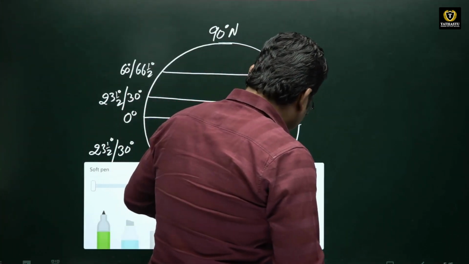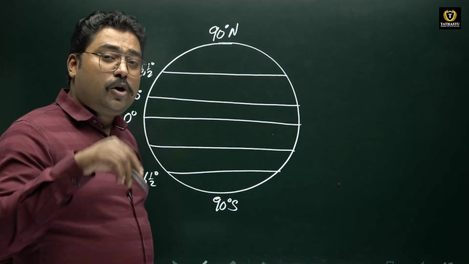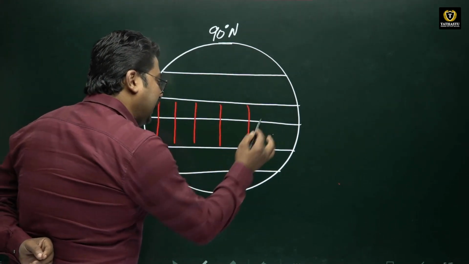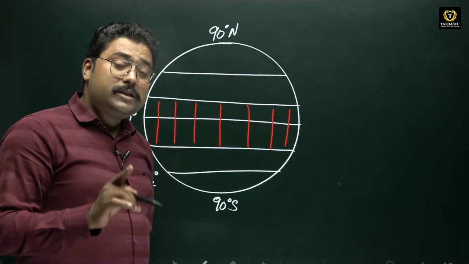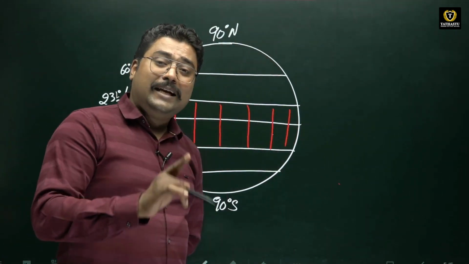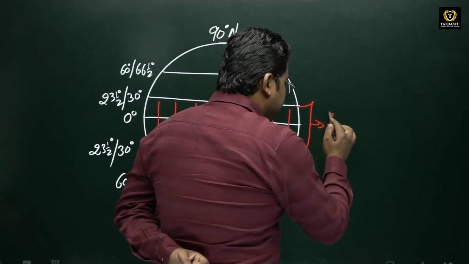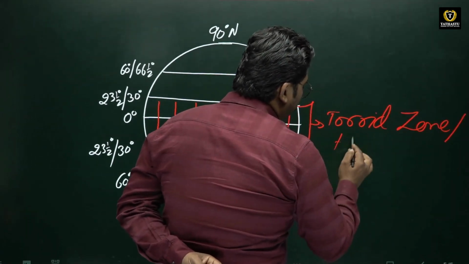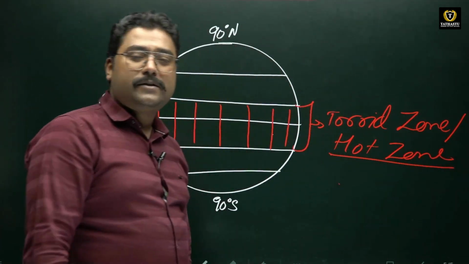So till 23.5 or you can say 30 degree, the sun is migrating from north to south. So this area will receive the vertical sun rays throughout the year. Means throughout the year the income will be more and the expenditure will be less. And that's why this area is known as torrid zone or the hot zone in which we are present.